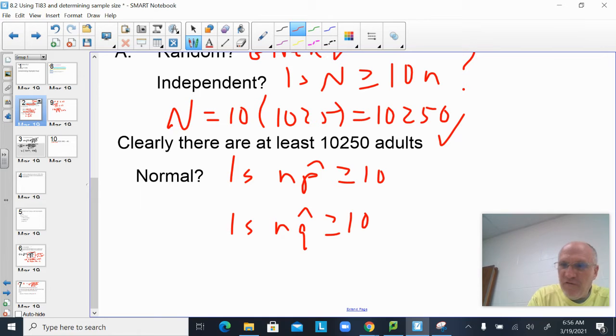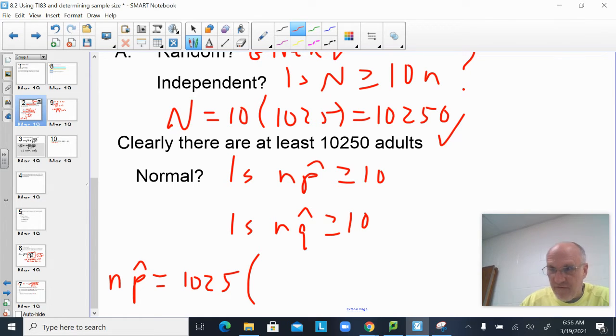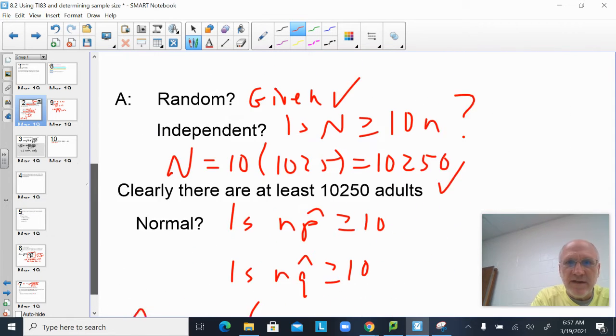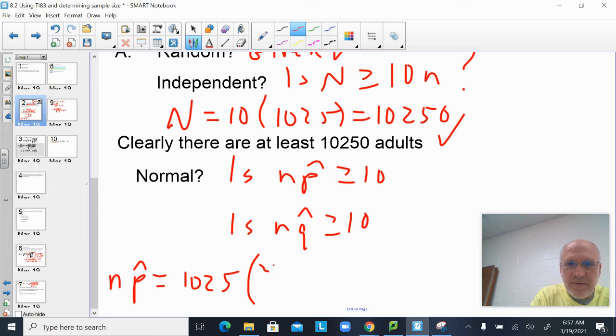NP hat, officially, and there's absolutely a shortcut here. NP hat would be the sample size, which is 1025, that's N, times the proportion of them that are satisfied. Wasn't that 256? I forget what the number was. 256. Isn't that just times 256 over 1025? Well, guess what that simplifies to? That's just 256.